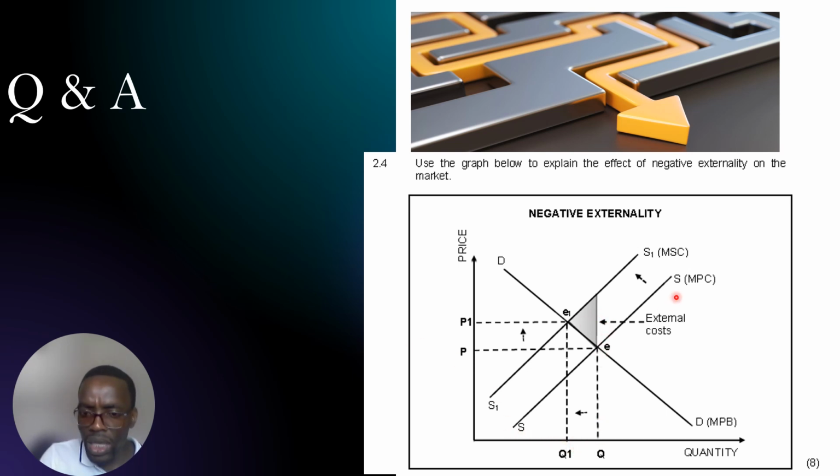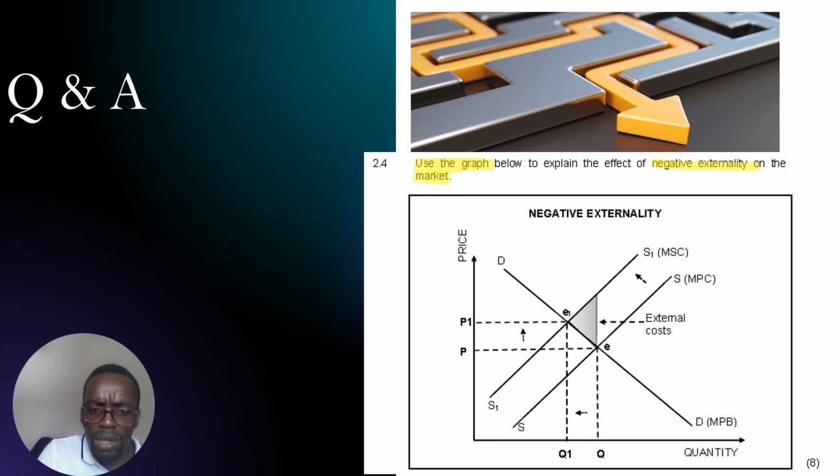Initially, when we had the marginal private cost and the marginal private benefit, we had our equilibrium point, which was E. Then after the external cost, the curve had shifted to the left. It resulted in a reduction in the quantity being consumed and an increase in price. So this shows that there's a negative externality. Right, now let's look at the question. The question says, use the graph below to explain the effects of negative externality on the market. If you are going to use a graph, you must use the graph to explain the effects of negative externality on the market.